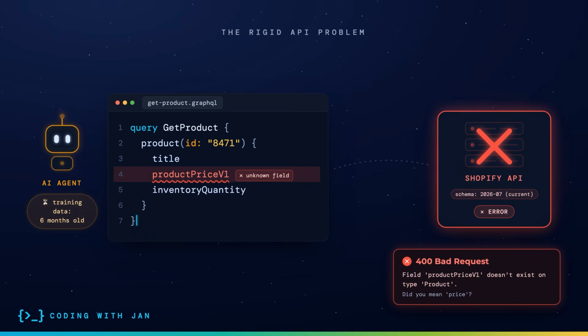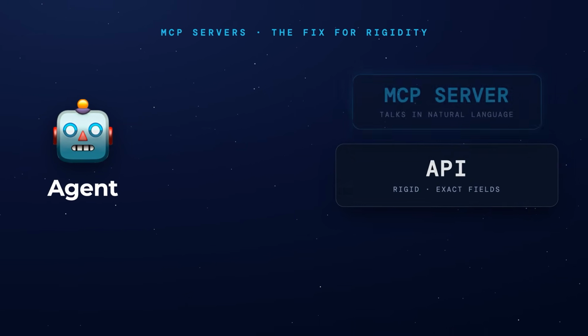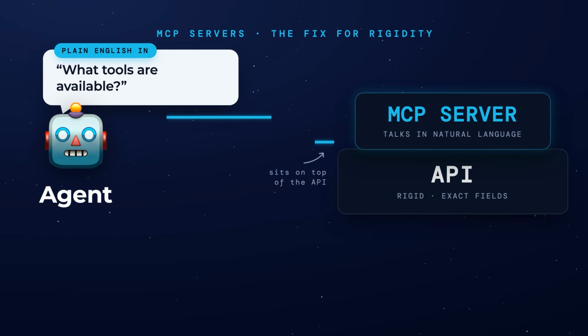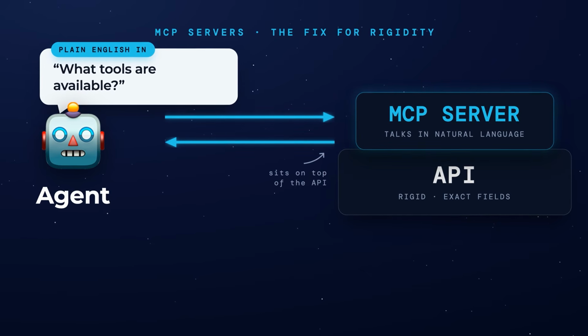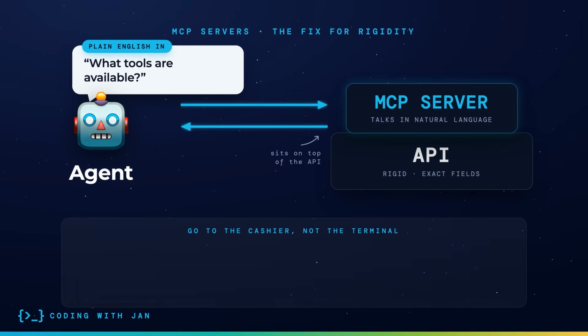Now, in order to fix this and overcome this problem of rigidity, we can use MCP servers, which basically sit on top of an API, and they can be talked to in just natural language. So we can send our agents there and let them talk to the MCP server. And this is kind of like going to the cashier instead of using the order terminal, because then we have someone we can talk to in natural language, and they just punch it into the system for us.